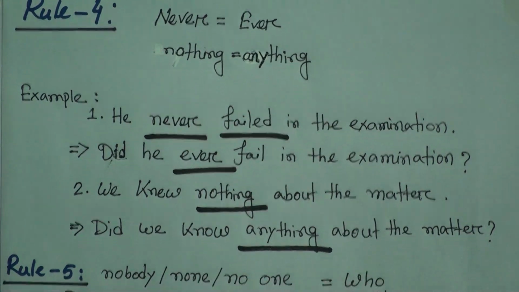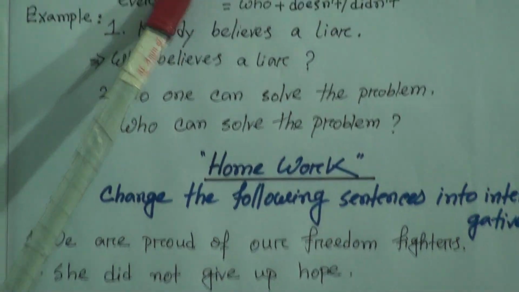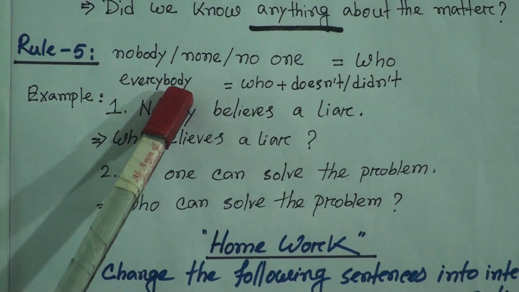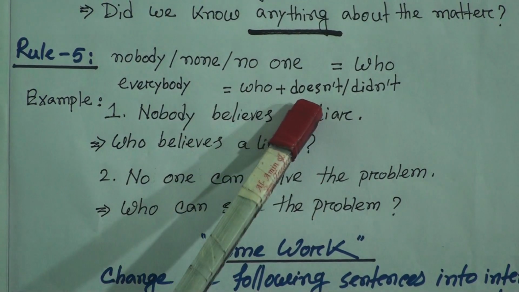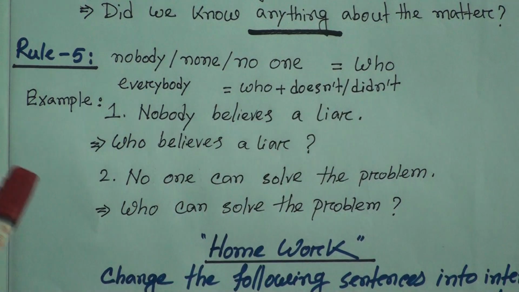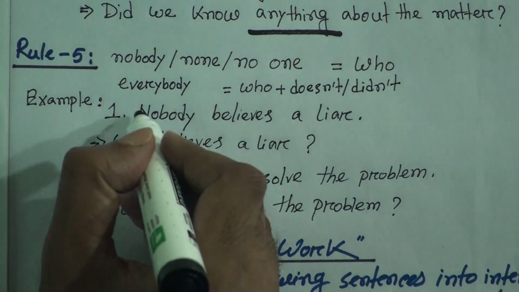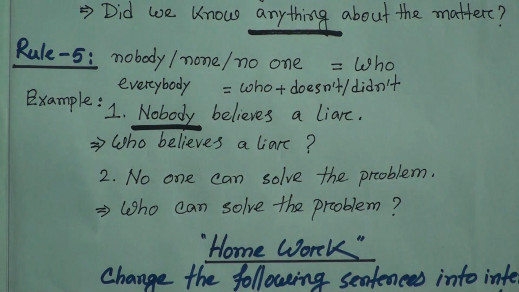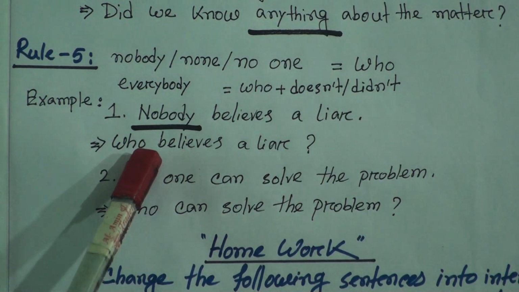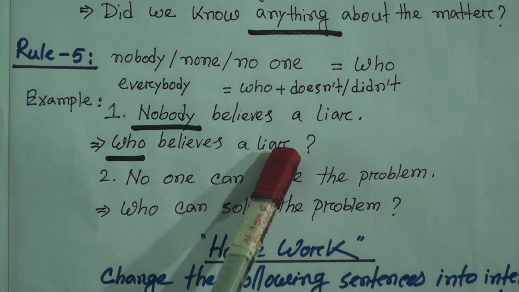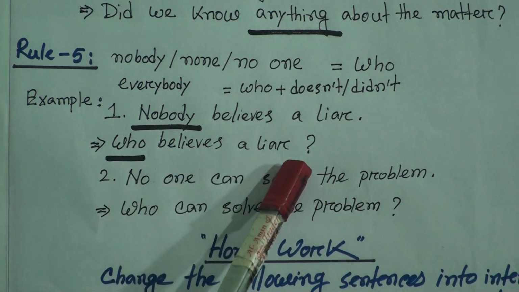Rule number 5, nobody or none or no one will be replaced by who, and everybody will be replaced by who plus doesn't or didn't. For example, nobody believes a liar. The word nobody itself is negative, so we have to make this sentence positive while making interrogative. So nobody will be replaced by who, and then the rest of the sentence will sit here. So, who believes a liar?